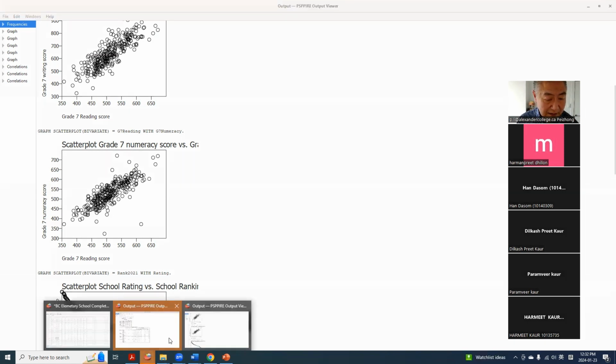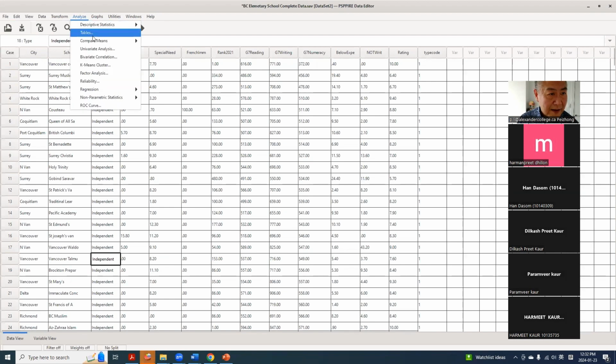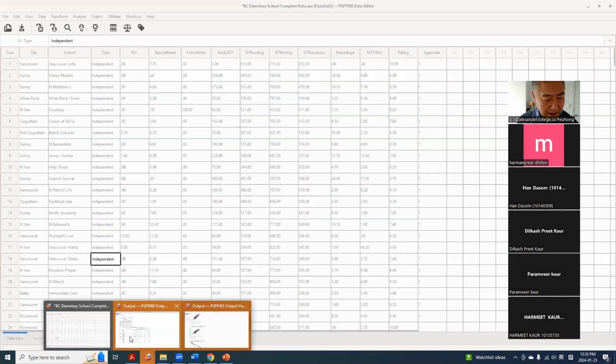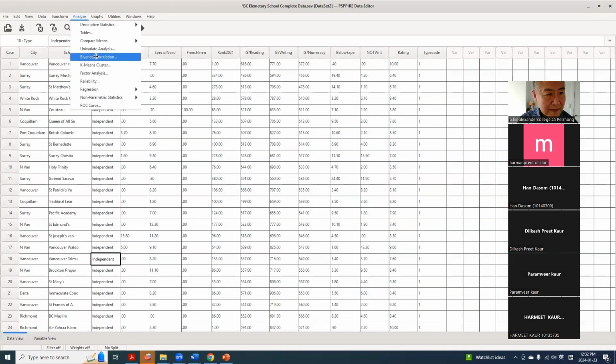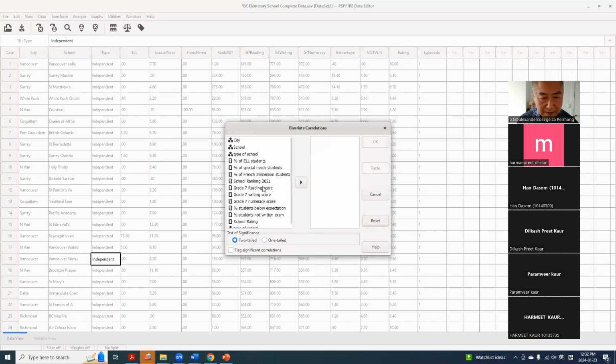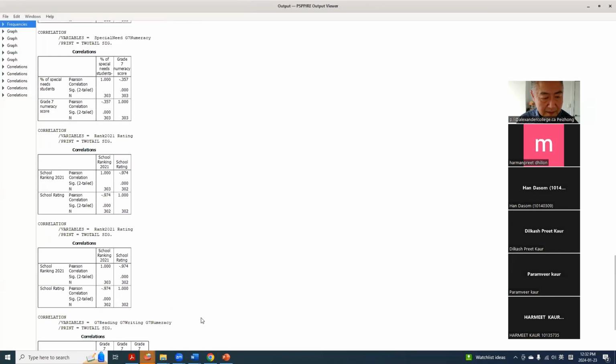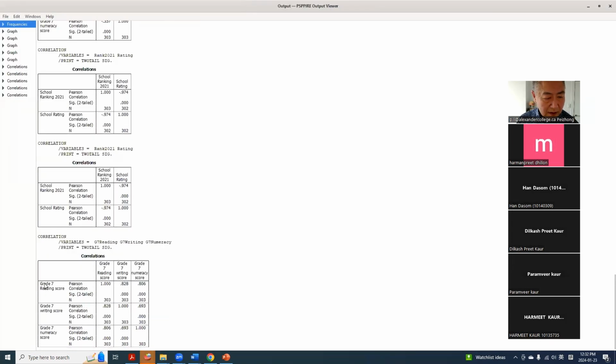Grade 7 reading, do the analysis, bivariate correlation. Grade 7 reading, that's one variable. Let's add writing too, and numeracy. Grade 7 reading, you see here, grade 7 reading and grade 7 reading.